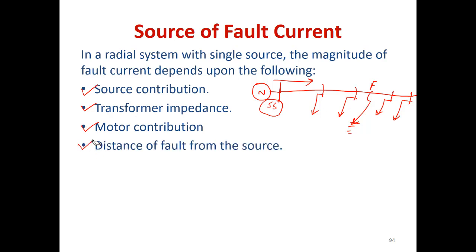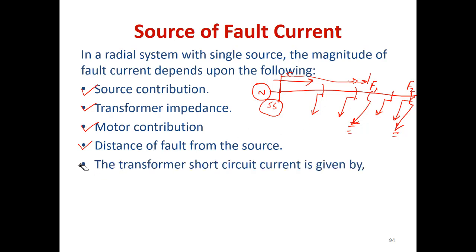Then the distance of the fault from the source also plays an important role in the fault current, right? We can see here, if the fault is at this location, the magnitude of the fault current will vary if the fault location is at this other point. Let us say this is F1 and F2. If F2 is at a larger distance from the source than F1, then obviously the fault current for F1 will be greater as compared to F2. So it also plays an important role.